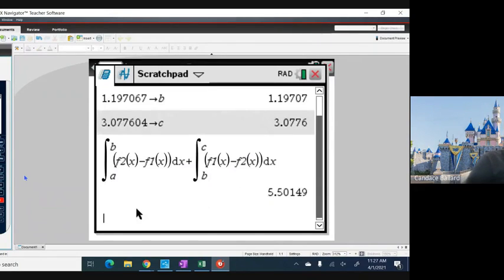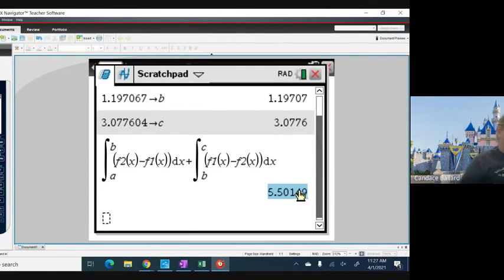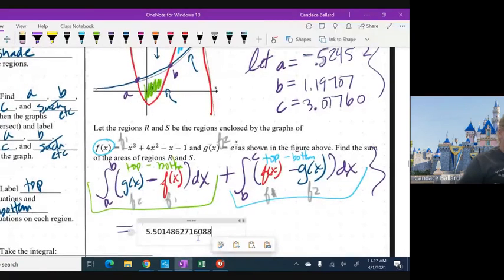So, 5.50149. Let's see if it'll let me copy it. There it is. Oh, look at all those extra decimals they gave me by doing the copy. And that's fine. You can write down as many as you want. You have to have at least 3. Okay? So it wasn't any harder than the last ones.